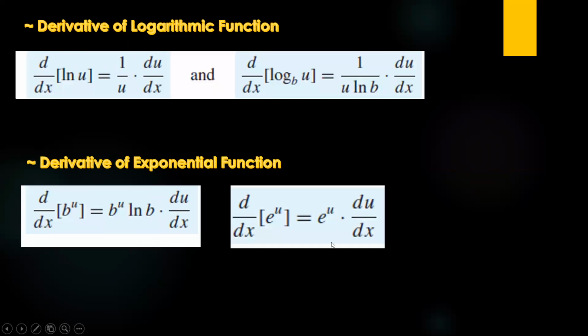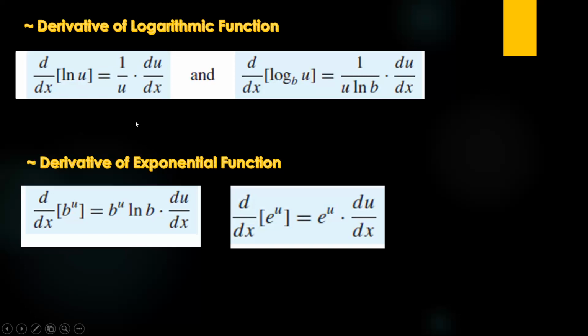Okay, let's revise now the derivatives for the logarithmic and the exponential function and the integral for the logarithmic and the exponential function. Let's start now with the derivative of logarithmic function. The derivative of ln u is 1 over u times du over dx. And for the logarithm, it is 1 over u ln b times du over dx.